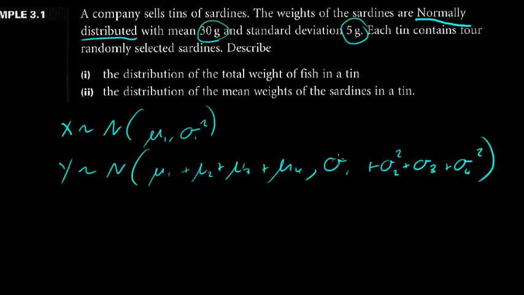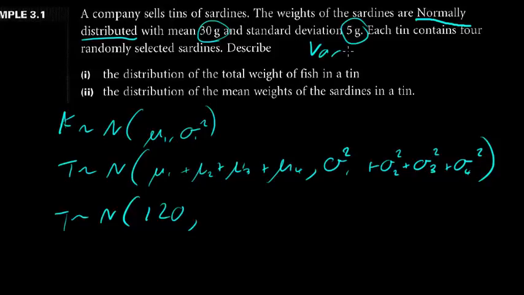Now these happen to be all exactly the same, so actually what I'm going to end up with is y being normally distributed, where y is the number of tins, so we'll call x f for fish, and we'll call y t for tins. So in a tin there's 4 fish, so I should have t being normally distributed with 30 plus 30 plus 30 plus 30, 120, and then my variance is going to be 25 because it's 5 squared, so 25 plus 25 plus 25 plus 25, which is 100. So the distribution of the total weight of fish will look like that, with a mean of 120 and a variance of 100.